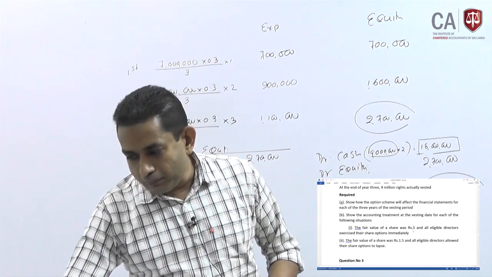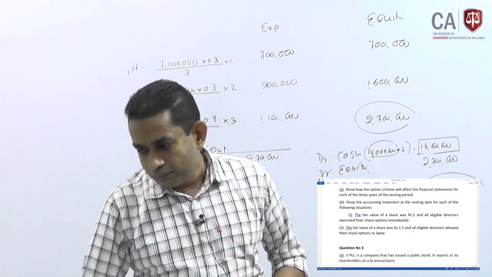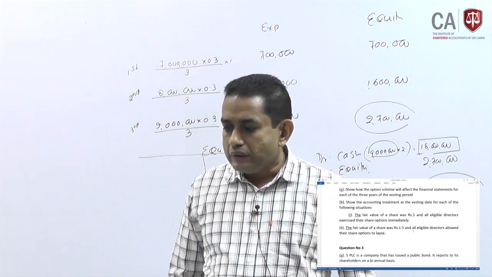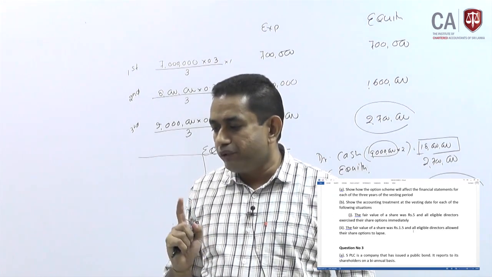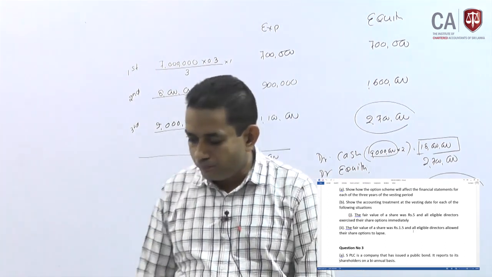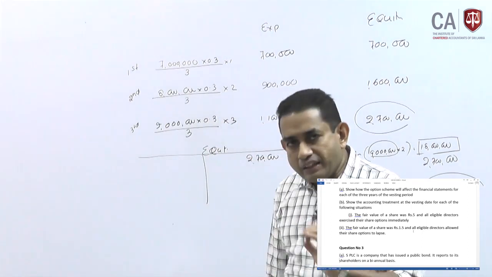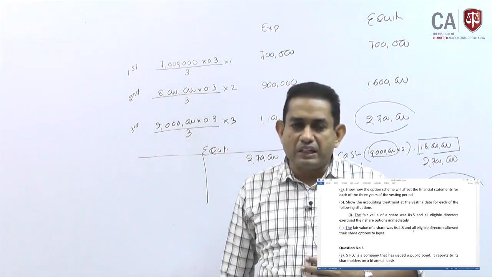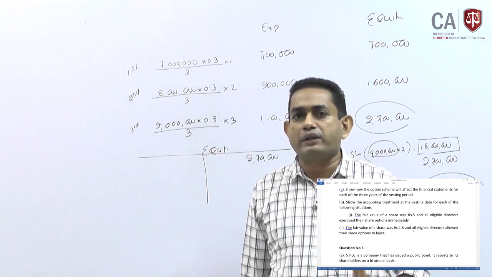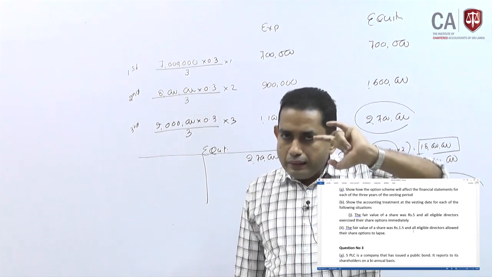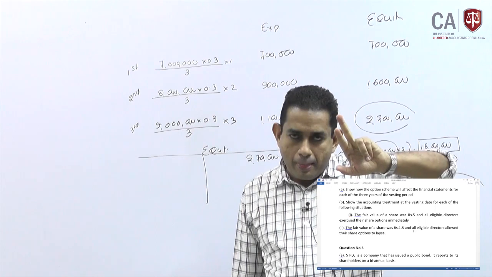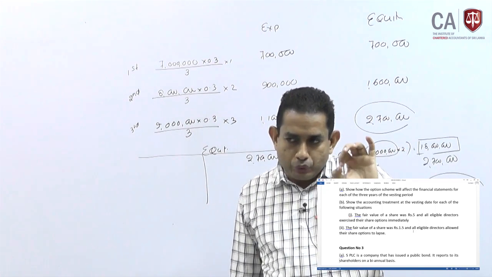Third part of the question, or question B, Roman simple number 2, the fair value of a share was 1.5 and all eligible directors allowed the share options to lapse. You know, whether the directors will exercise their rights to buy shares under the option agreement or not depends on the market price of a share. In the previous case, market value of a share was 5 rupee and the directors are supposed to pay 2 rupee.